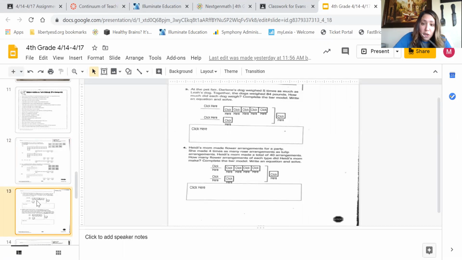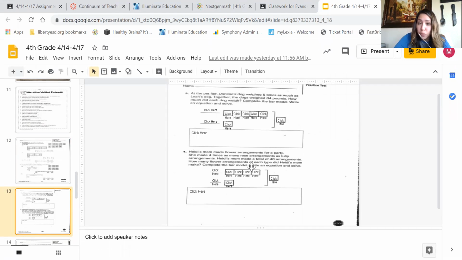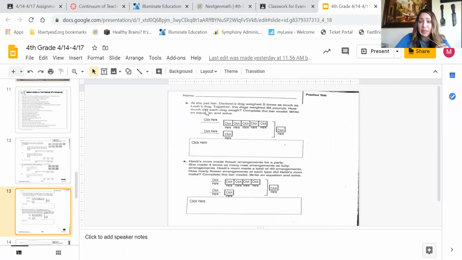There is also on page SB2, this is just the word problem, you guys, but it's the same concept, okay? It says, at the pet fair, Darlene's dog weighed 5 times as much as Leia's dog. Together, the dogs weighed 84 pounds. How much did each dog weigh? Complete the bar model. Write an equation and solve.